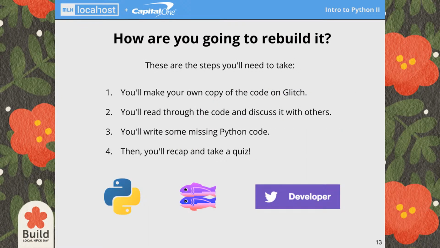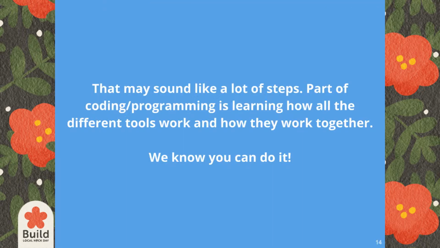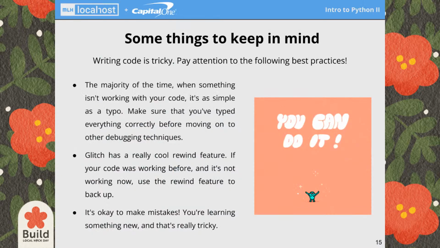Keep moving. So how are we going to rebuild the Markov Chain Bot that I showed you before? These are the steps that you're going to need to take. You're going to make your own copy of the code on Glitch. You'll read through the code and discuss it with others. I'll probably just explain a little bit since we're in the stream setting and not a Zoom setting. And then we'll write some of the missing Python code, and then we'll recap and maybe take a quiz. That may sound like a lot of steps, but part of programming is learning how all the different tools work and how they work together. And I'm going to be here to help you through it, so it's not that big of a deal.